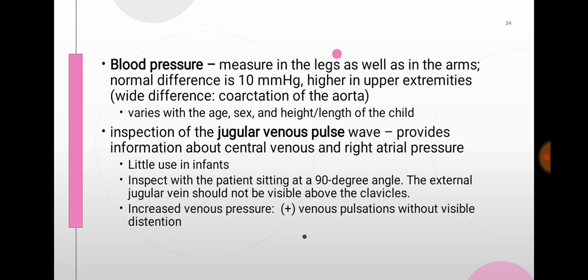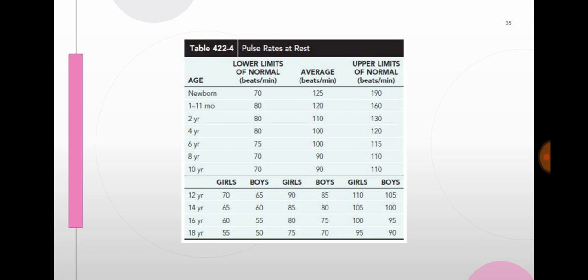It's just suffice to say that whenever you're dealing with a pediatric age group, remember always that we have different norms as compared to the adults. What might be normal for adults might not be normal for kids, and what might be normal for kids might not be normal for adults. Okay? So you inspect your jugular venous pressure, your pulses. If there is increase in venous pulsation, you can suspect congestion. So this is a table that shows the pulse rates at rest.